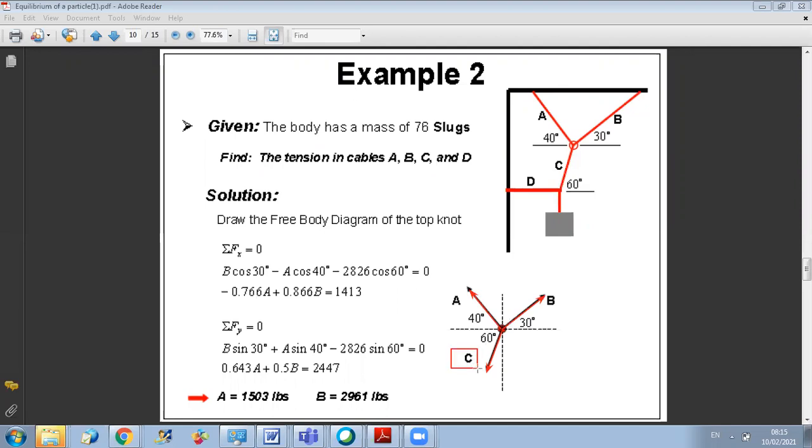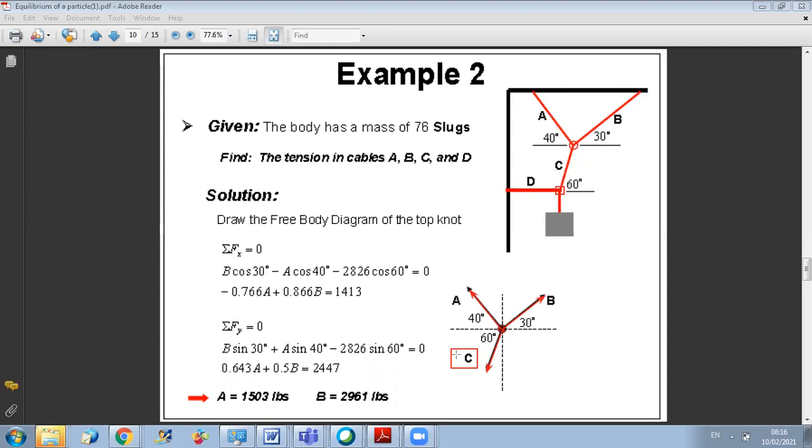This is why it was easier to start from this point, okay? Because when we started from this point, we had only two unknowns, C and D. If you choose to select C as a first point, then you will have three unknowns, A, B, and C. So you cannot solve directly. You need to go back to this point, then to solve again here. This is why, in general, try to start from the point where you know more forces, which is this one, since you know the value of T1.